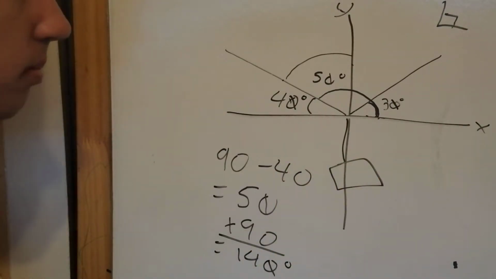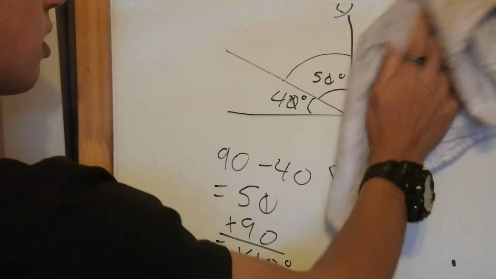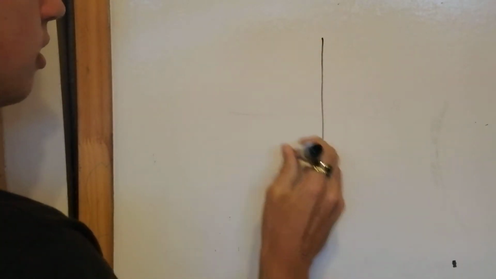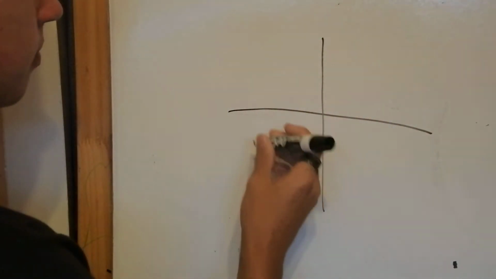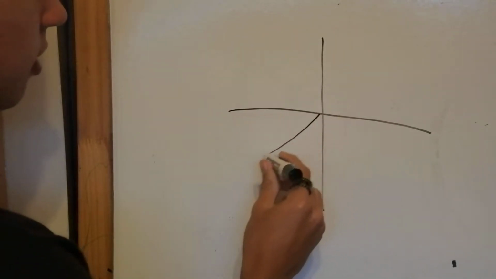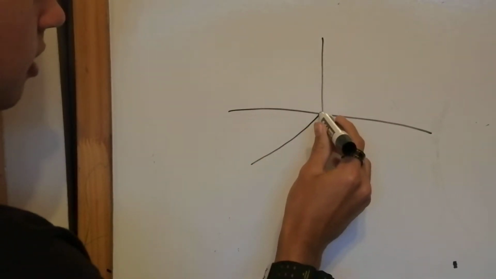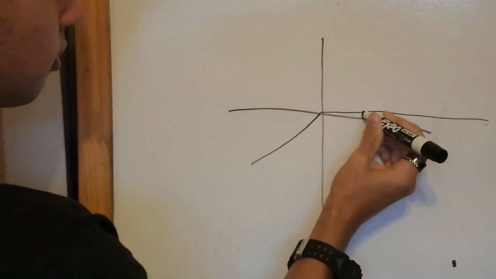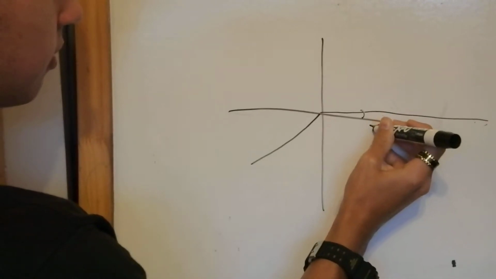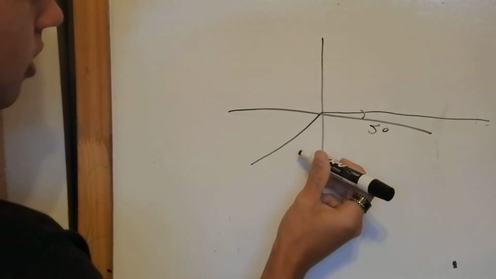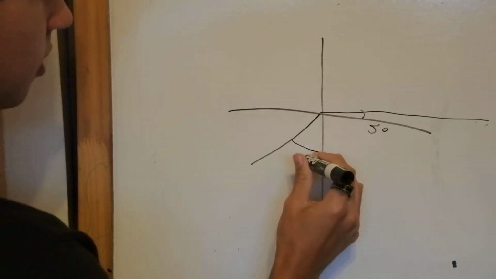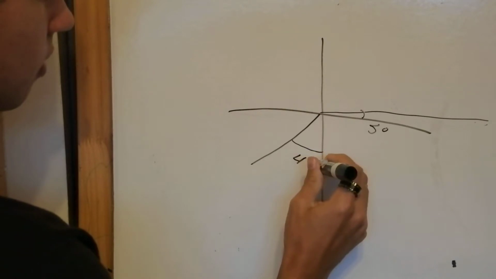So let's do another problem. We have our plane like this. Let's say we have a string coming from here, and then another string going like this. And we know that the angle right here, let's say that's 5 degrees. And then let's say they tell us this angle to be 45 degrees.